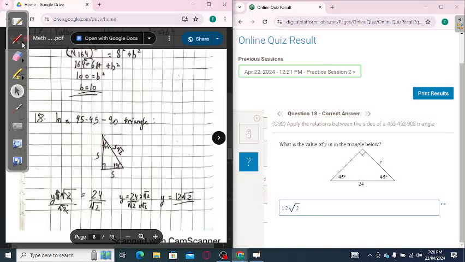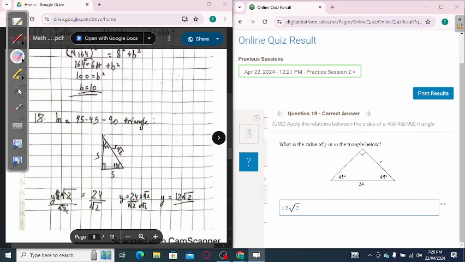Since you want y alone, you divide by radical 2. The radical 2 and radical 2 cancel out. You have 24 over radical 2. So now you rationalize. You multiply by radical 2 up and down, so the denominator goes out to be 2. This would be 24 radical 2 over 2. Simplify 24 and 2: the 2 cancels to 1 and the 24 becomes 12. So your answer is 12 radical 2.